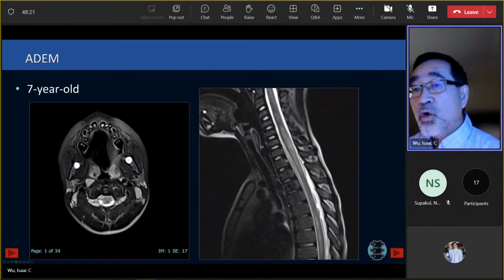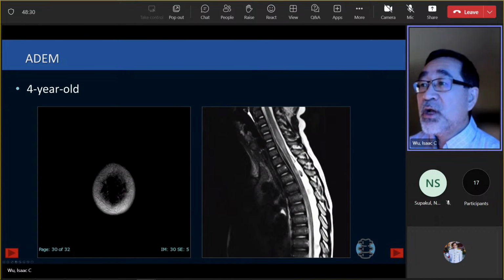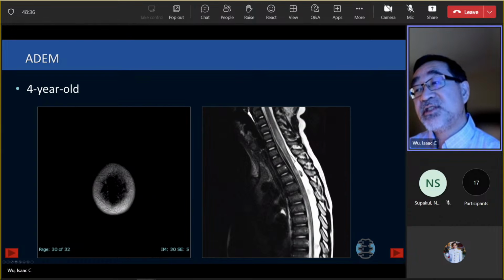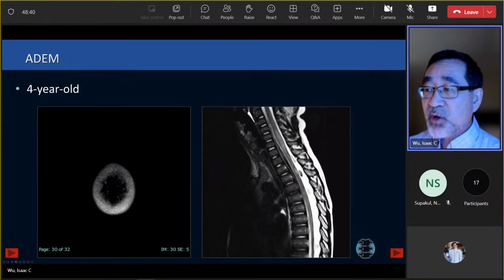On the cord, you can see there's involvement of a long segment, 1, 2, 3, 4. So at least greater than 3 vertebral segment expansion of the spinal cord. So you have a long segment, longitudinally extensive transverse myelitis. There's another smaller lesion that's more localized and short segment.